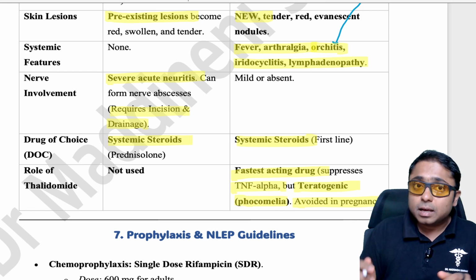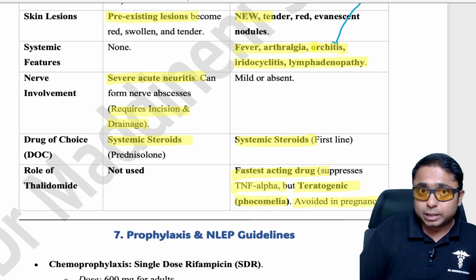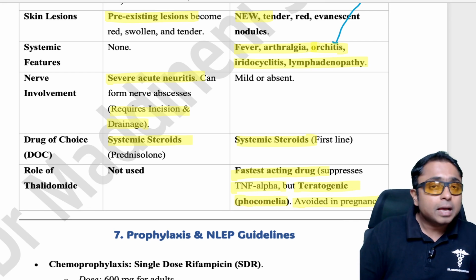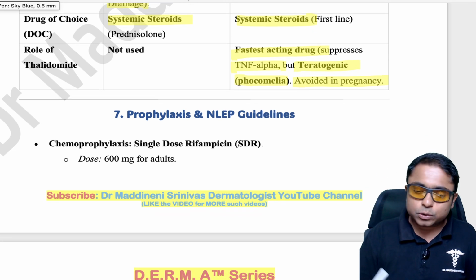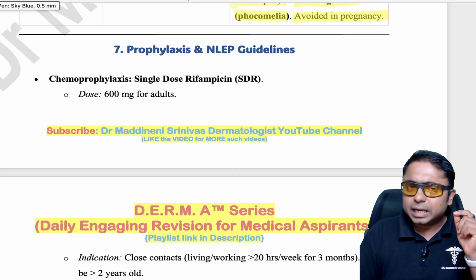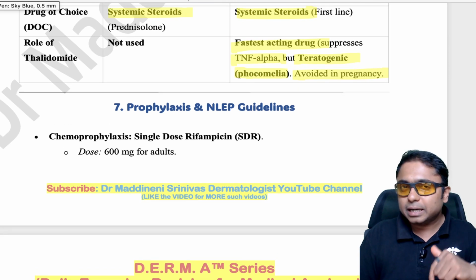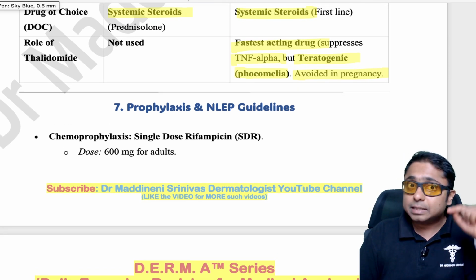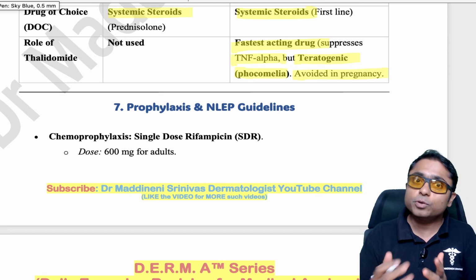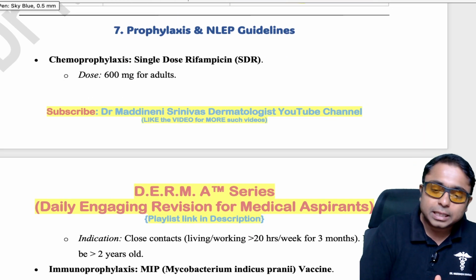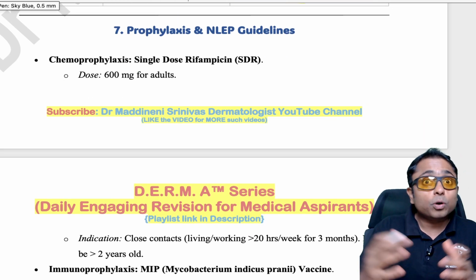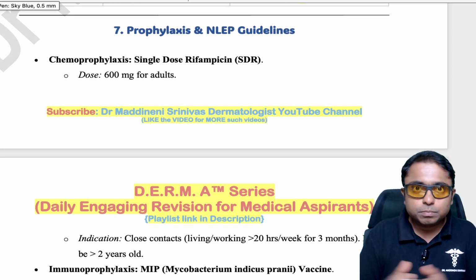That is the reason why it is not the drug of choice, though it is fastest acting, and because of this phocomelia is going to be produced. And in pharmacology, you might have read about the usage of thalidomide in pregnancy. Previously it was used for one condition. What was that? Put your answer in the comment section if you know the indication in pregnancy for which it was used, because of which phocomelia developed in the children.